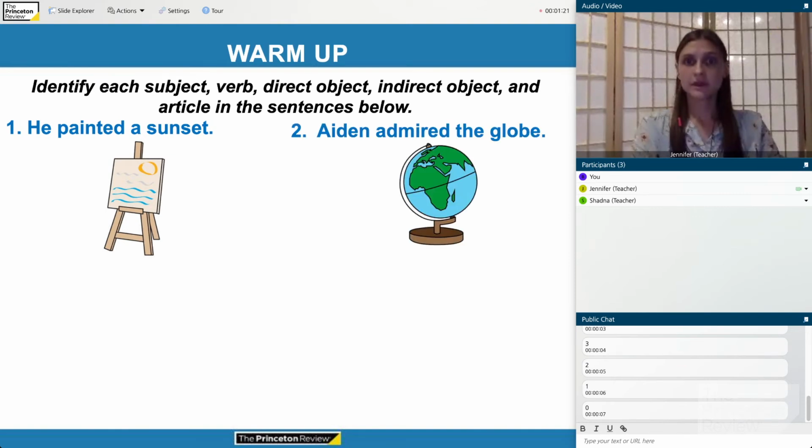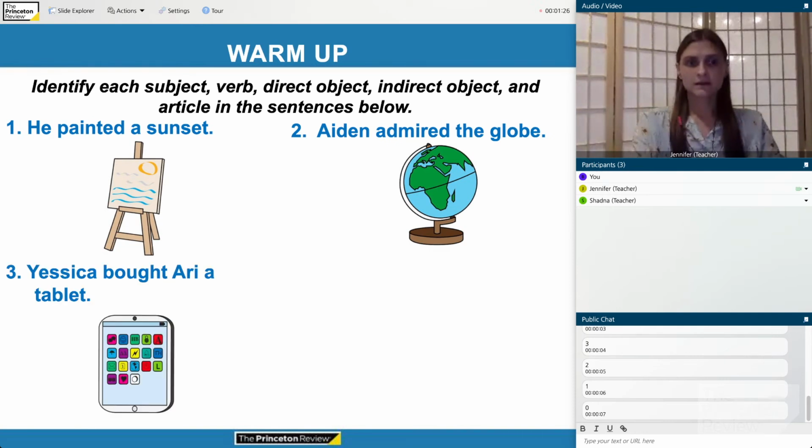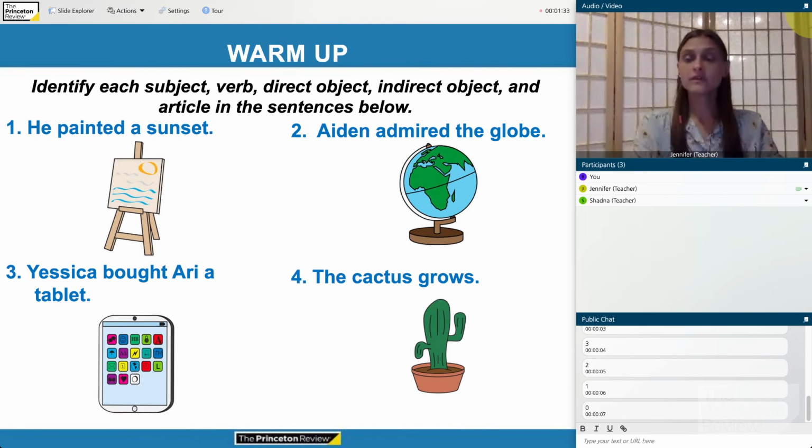Number 2, Aiden admired the globe. Number 3, Jessica bought Ari a tablet. And the last one for our warm-up, number 4, the cactus grows. So I'll give you a few more seconds here to go ahead and copy down the sentences or take a picture, screenshot, whatever it is that you want to do to have them here. And again, you're going to find each part of speech in subject, verb, direct object, indirect object, and articles. Not all of them have all of those things, but some of them do.